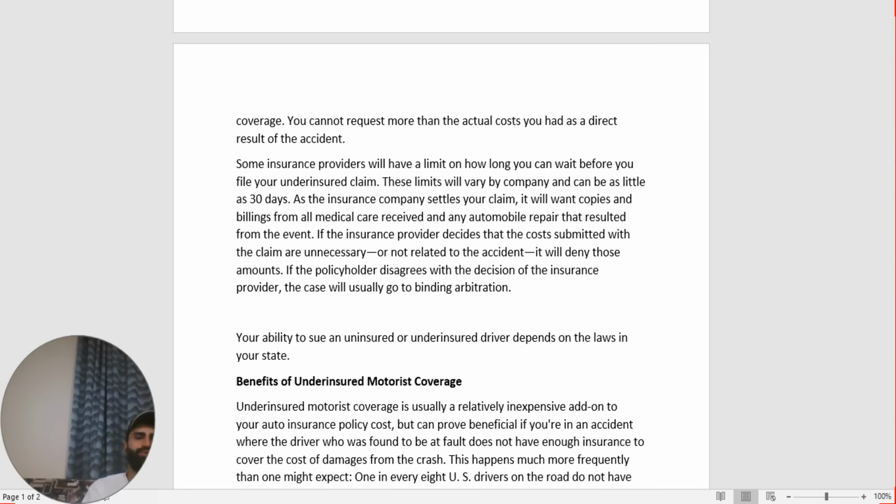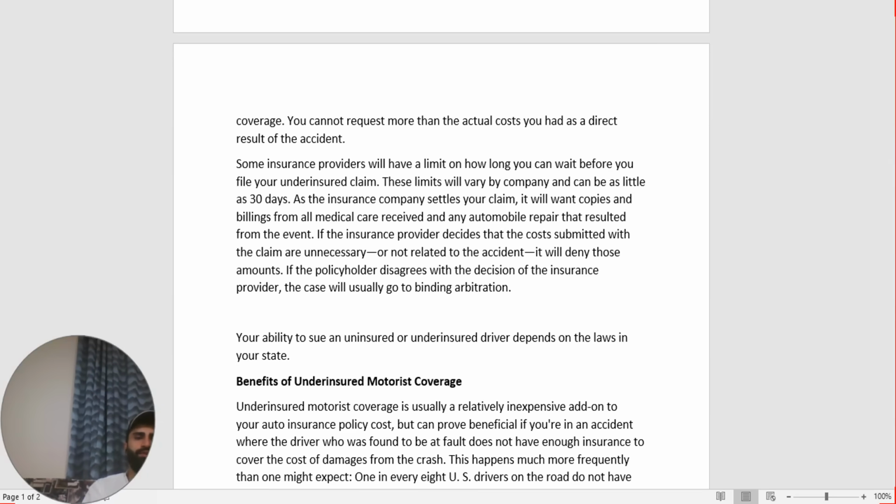Benefits of underinsured motorist coverage: it is usually a relatively inexpensive add-on to your auto insurance policy cost, but it can prove beneficial if you are in an accident where the driver who was found to be at fault does not have enough insurance to cover the cost of the damage from the crash. This happens much more frequently than one might expect.